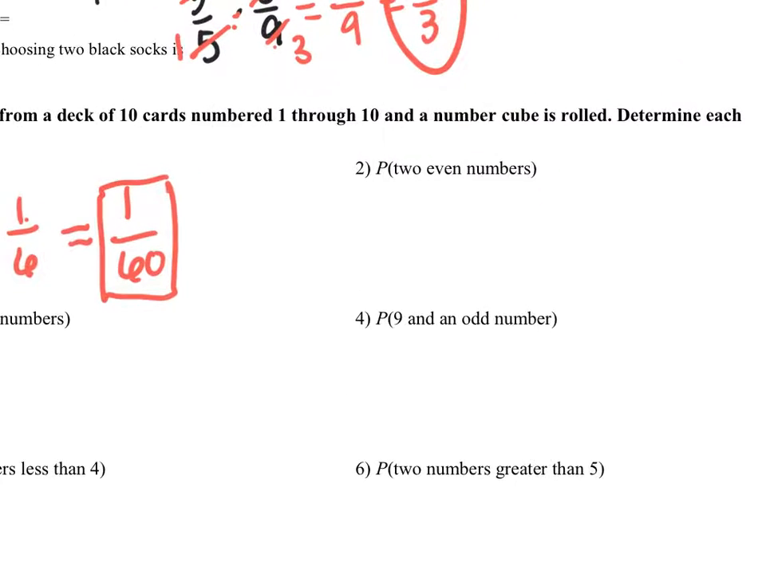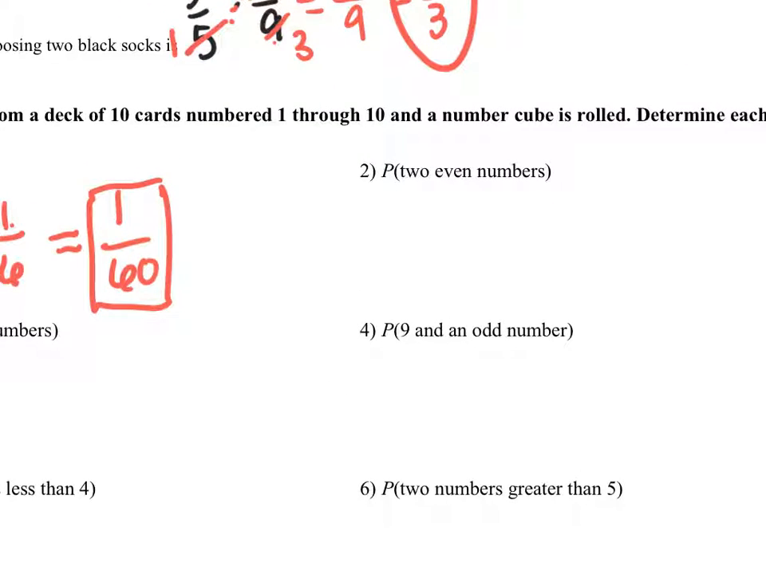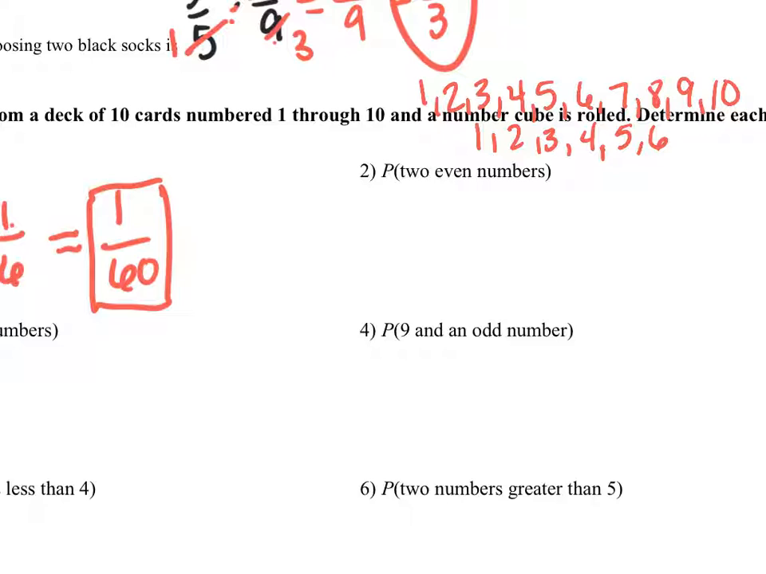So probability of 2 even numbers. So the first even number is on the deck of cards. So our options on the deck of cards are 1 through 10, right? 7, 8, 9, and 10. And our options on the number cube are 1, 2, 3, 4, 5, 6. Okay, so what are our even numbers? So 2, 4, 6, 8, 10. So there's 1, 2, 3, 4, 5 out of 10, right? Which reduces to 1/2. I'm going to go ahead and put it down here.